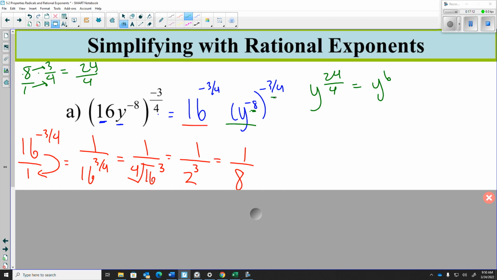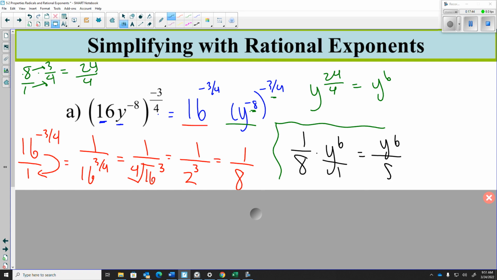Alright, we're almost done. My answer is 1 over 8 times y to the 6. Or if you want to simplify that a little bit, you can think about this as a fraction, right? We're going to start doing this a lot more. Put it over 1. We're multiplying. So on top, I have y to the 6, and on the bottom, I have 8. And that's where I'm done.